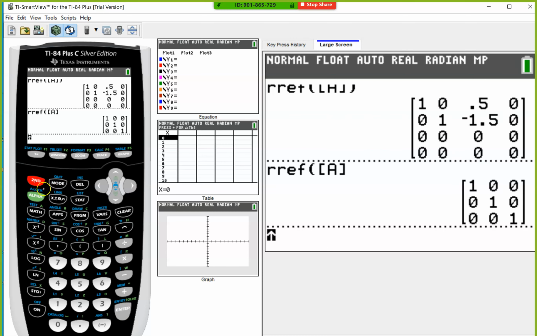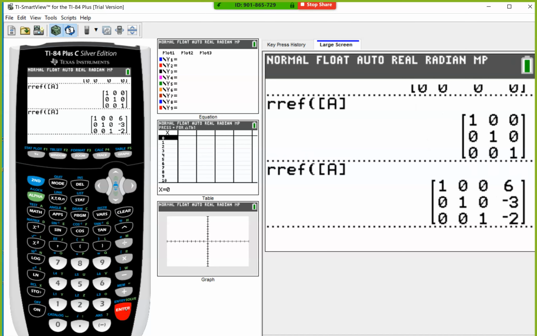And go back and just re-row reduce the same matrix. I just used the second entry command to do that, so I didn't have to go back in and find it in the menus again. So there is our reduced row echelon form. We get 6, negative 3, negative 2.